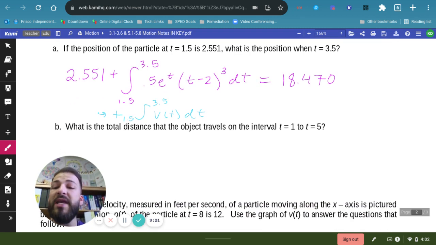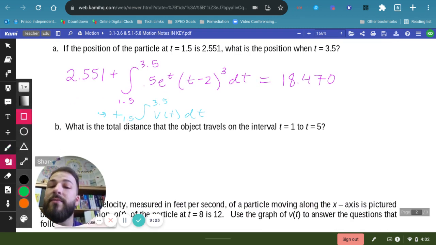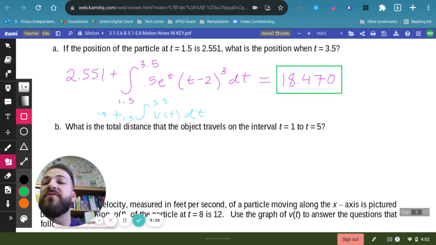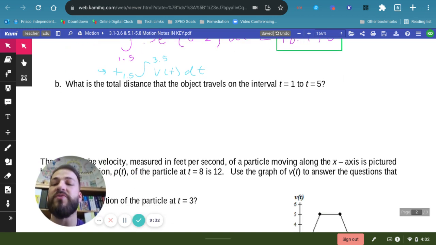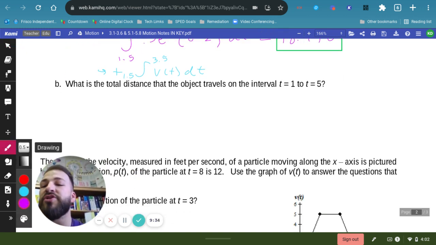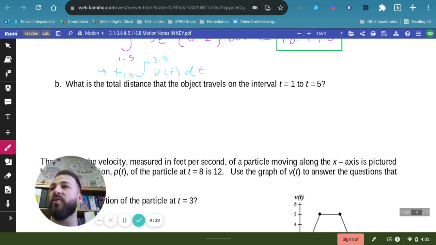Okay. Part B, we want to know the total distance the particle travels. So remember, total distance from the last one we talked about, that is our absolute value to make all of our area positive area. And then we do not need to consider that starting point, 2.551, because I don't care where I'm at some point. I just want to know how much did my particle move.